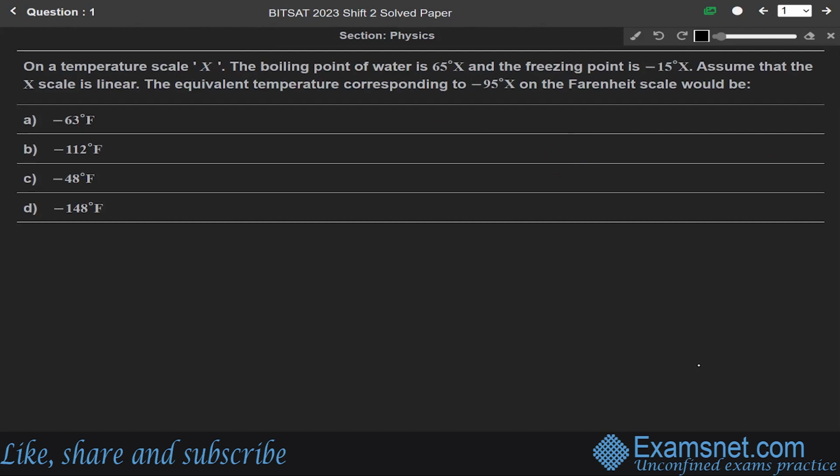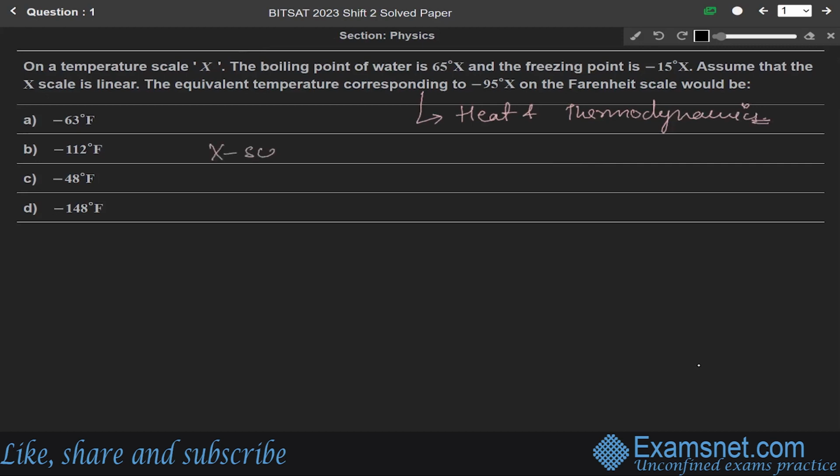On a temperature scale X, the boiling point of water is 65 degree X and the freezing point is minus 15 degree X. Assume that the X scale is linear. The equivalent temperature corresponding to minus 95 degree X on the Fahrenheit scale would be. First of all, this question is from the chapter of heat and thermodynamics.